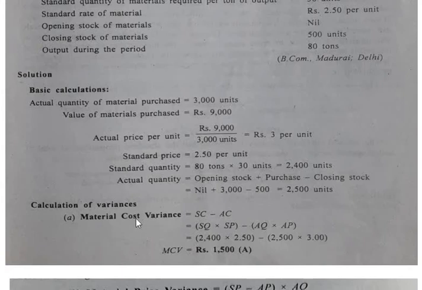Now let us look at the first variance, that is the material cost variance, that is standard cost minus actual cost. The formula for standard cost is standard quantity into standard price. Then the formula for actual cost will be actual quantity into actual price. So the standard quantity is 2,400, the standard price is 2.50, then the actual quantity is 2,500 and the actual price is rupees 3. So we'll have here 1,500 adverse, since it is a minus sign.